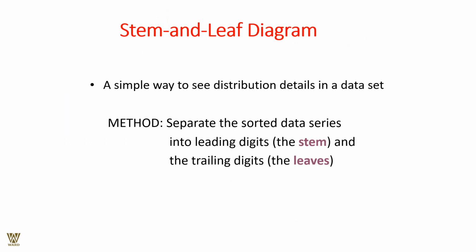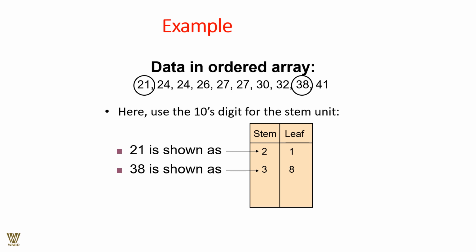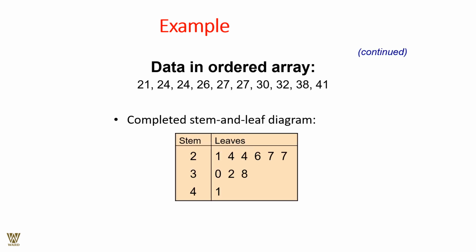Let us move to the stem and leaf diagram. A simple way to show distribution details in a data chart method: separate the sorted data series into a leading digit, the stem, and the trailing digit. So one is the leading indicator, and the other one will be a trailing indicator. The leading digit is the stem, and the trailing digit, the dependent thing, would be your leaves. So data in an ordered array is simple. Here the 10s digit is the stem unit that goes around. 21 can be shown as stem being 2, leaf being 1. 38 can be shown as stem being 3 and leaf being 8, as the case might be.